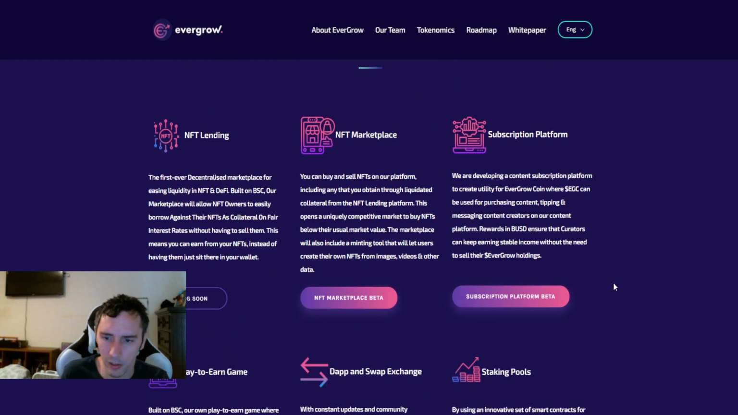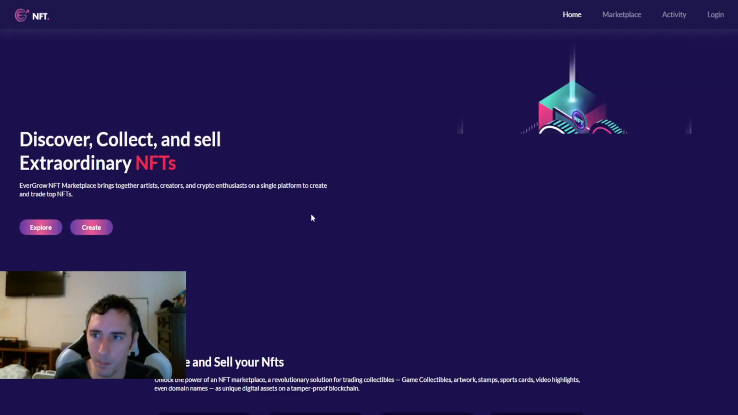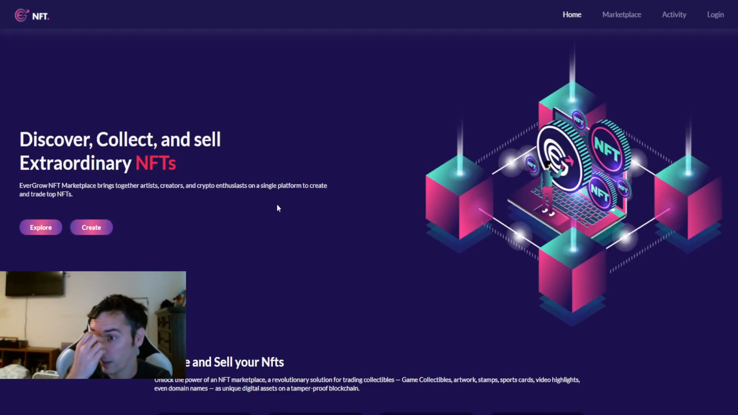So there's some other things that are here. If you go through their website, you'll notice that they have these buttons. You can actually click on these buttons. NFT Lending is something that they're working on. NFT Marketplace, it's in beta. Yesterday when I tried to click on this, it wasn't quite loading. So I'm going to try it right now and see if it works.